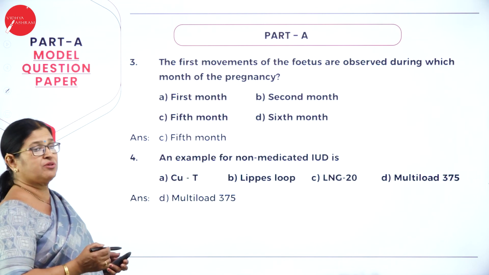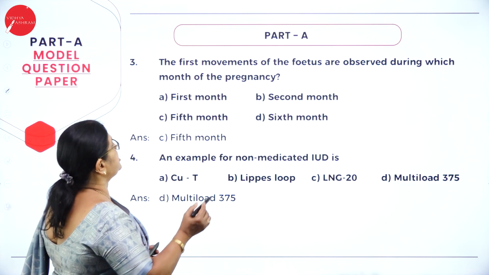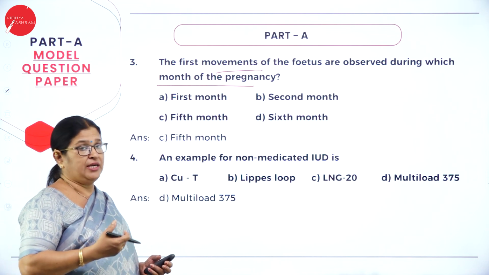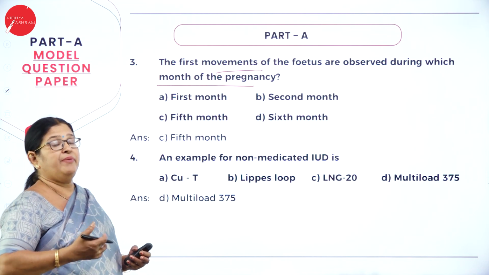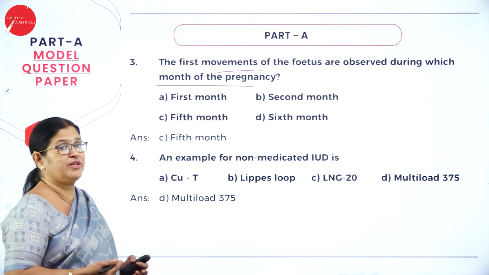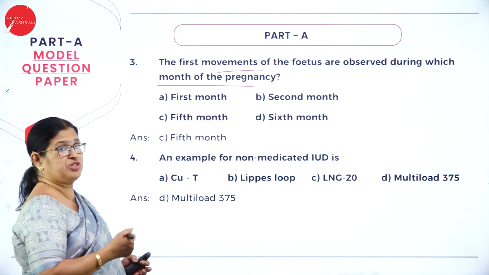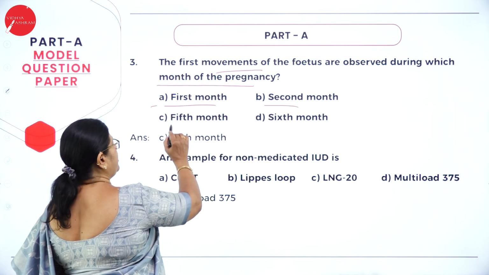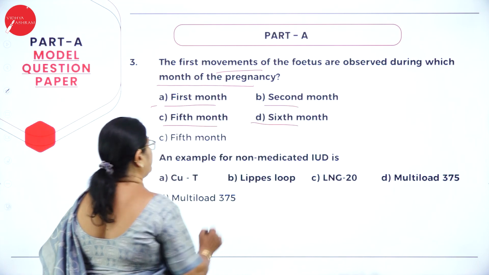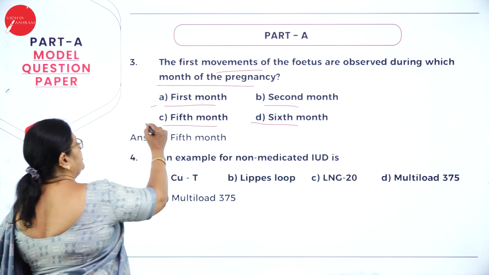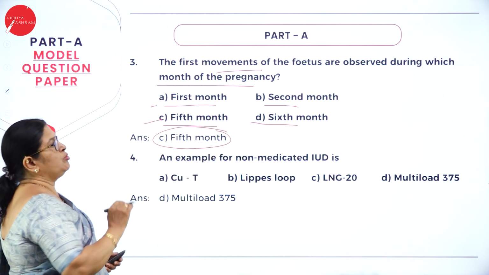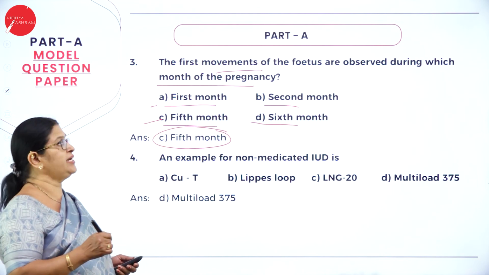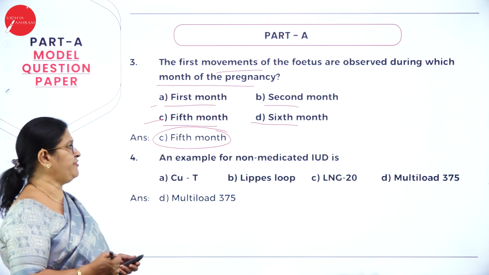The first movements of the fetus are observed during which month of pregnancy? When will the mother feel the movements of the developing fetus? So she can make out the feeling, that is the movements of the baby, that is the fetus. In which month? Is it A, first month, B, second month, C, fifth month, D, sixth month? It is option C, that is the sixth month, where the movements of the fetus are observed during the pregnancy. Fifth month of pregnancy, she can feel the movements of the fetus.